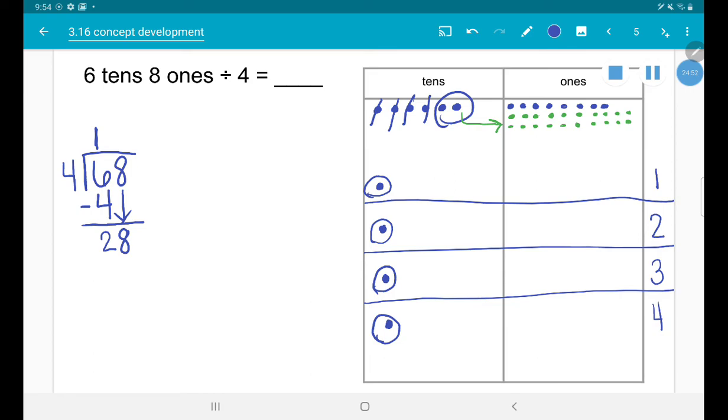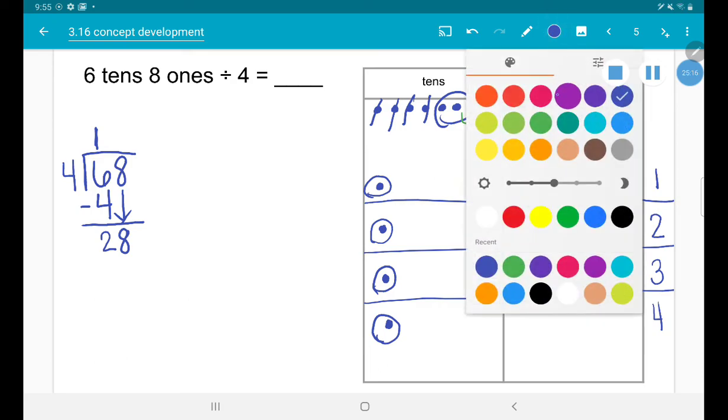Now when I bring my 8 down, how many ones do I have to divide? 28. Is that the same thing I have on my place value chart? Yeah, I had 8, and then I exchanged 2 10s, which made 20. So now I have 28 things to divide into 4 groups. So go ahead and do that.